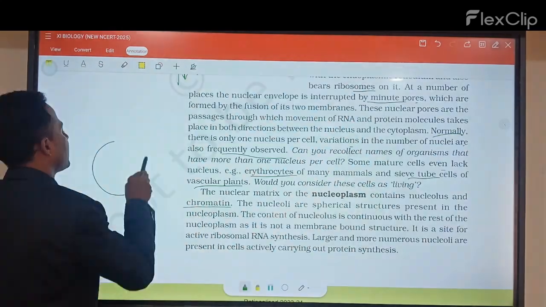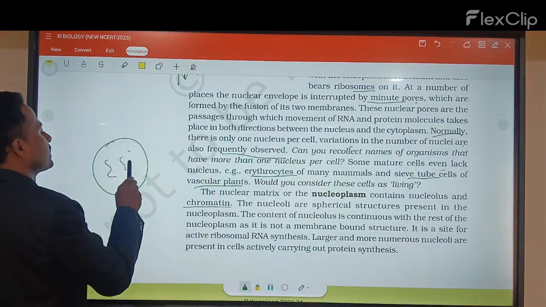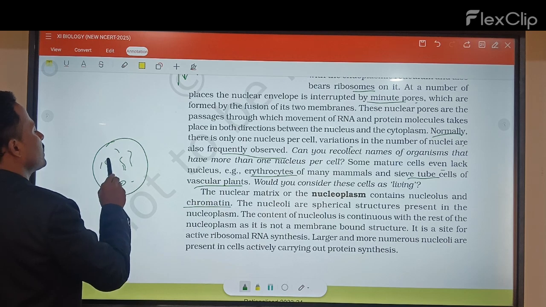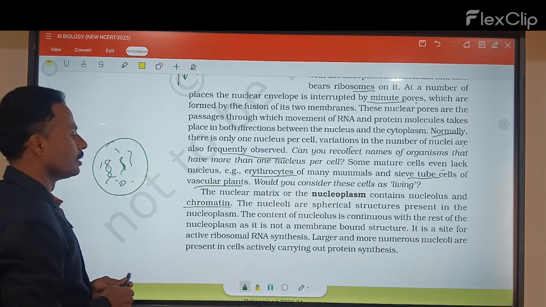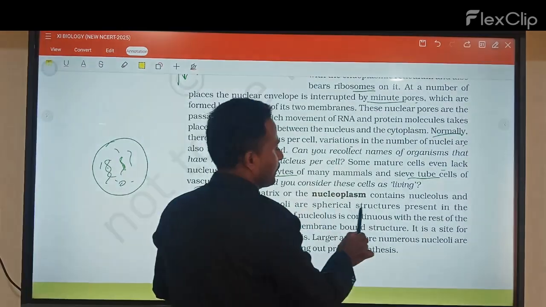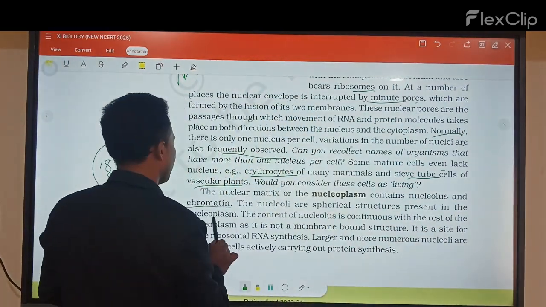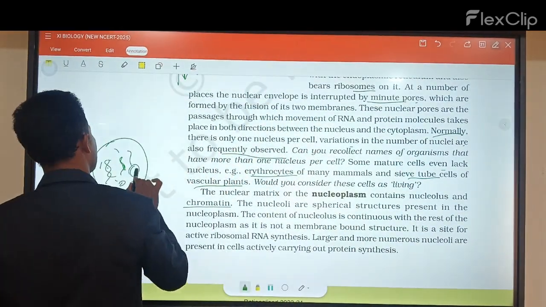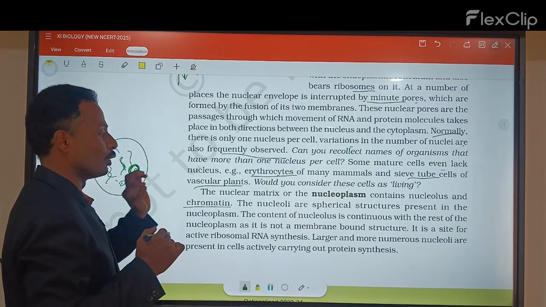Now the nuclear matrix, or nucleoplasm, contains nucleoli and chromatin. So inside the nucleus there are nuclear proteins as well as the nucleolus. The nucleolus is a spherical structure present in the nucleoplasm.